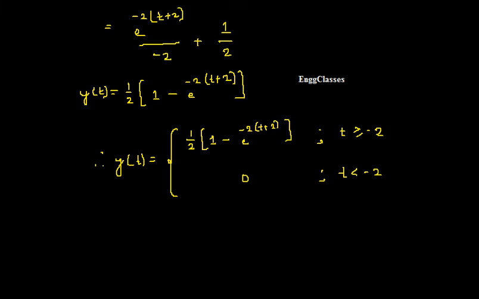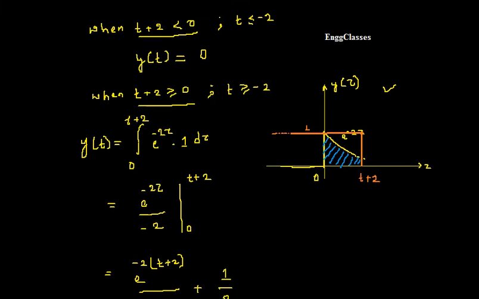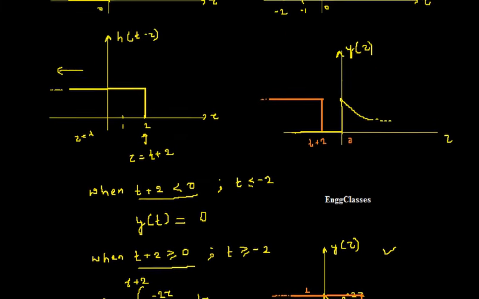So this is how we find the convolution integral of any two given signals. So in this numerical, I have explained everything step by step. Hope you people have understood.